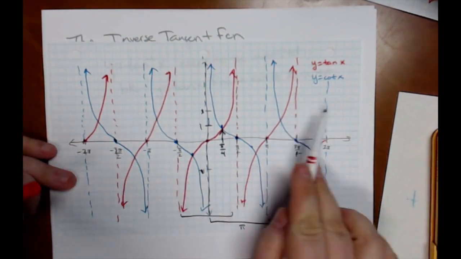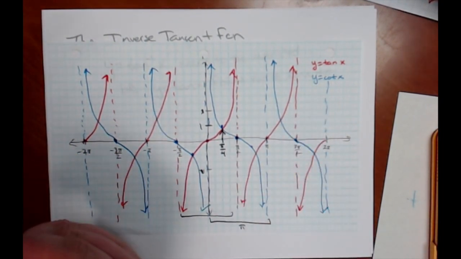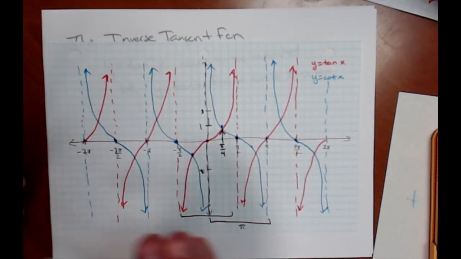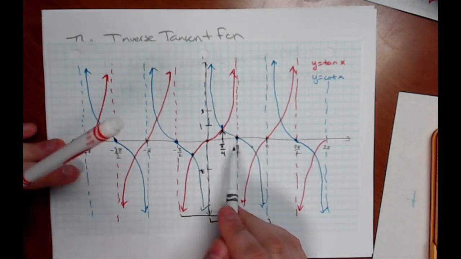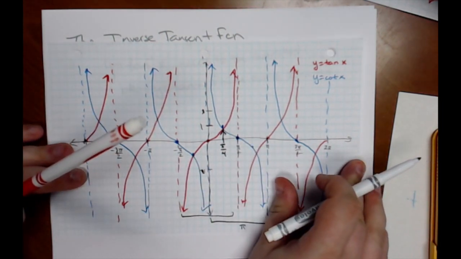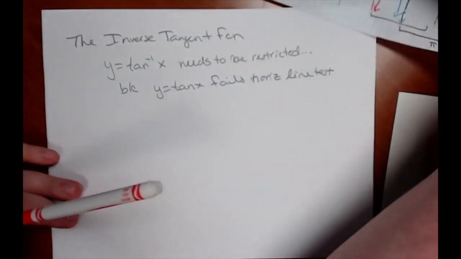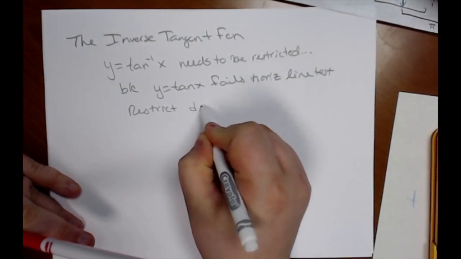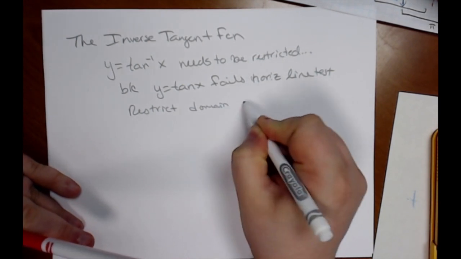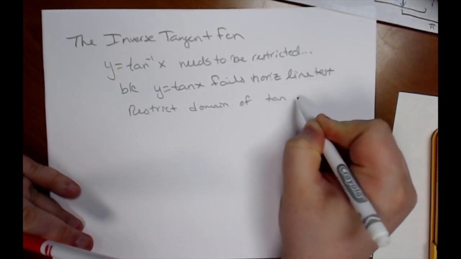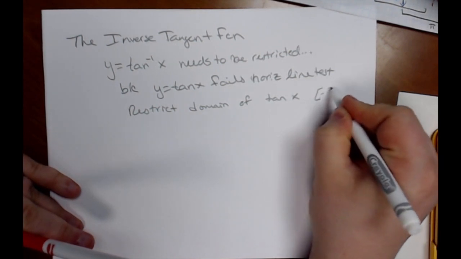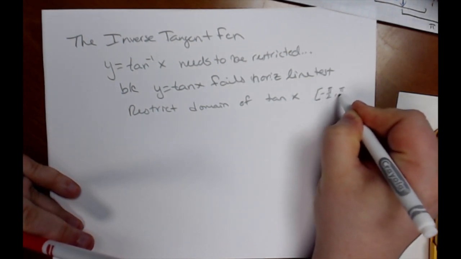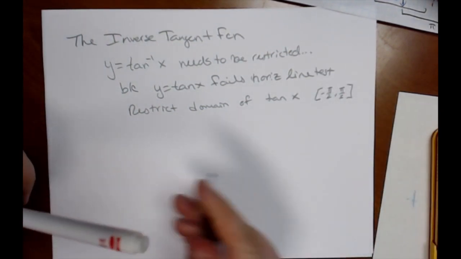Right, it fails the horizontal line test. And so again, we're going to have to restrict our domain. Now if we go between -pi over 2 and pi over 2, it'll pass. So we restrict the domain of tangent of x from -pi over 2 to pi over 2.